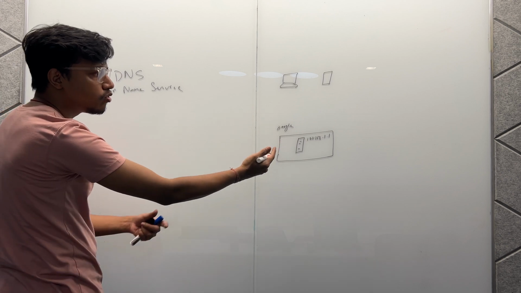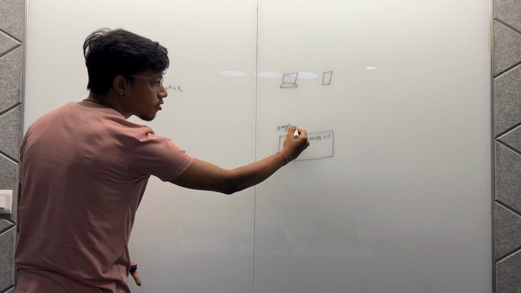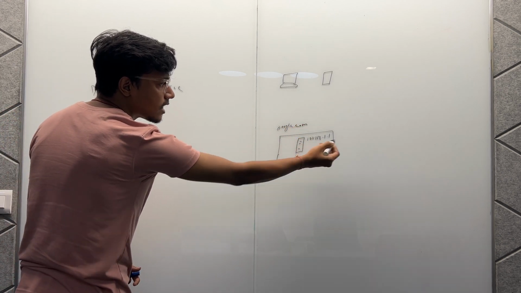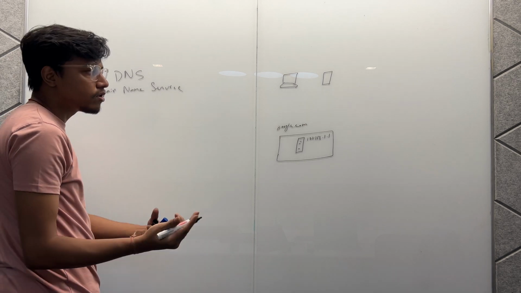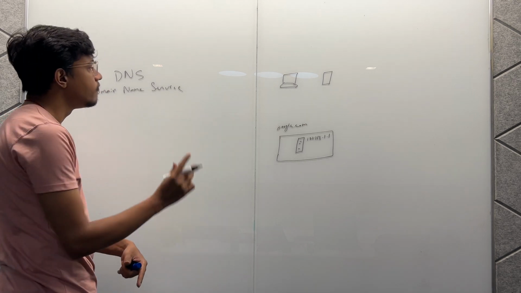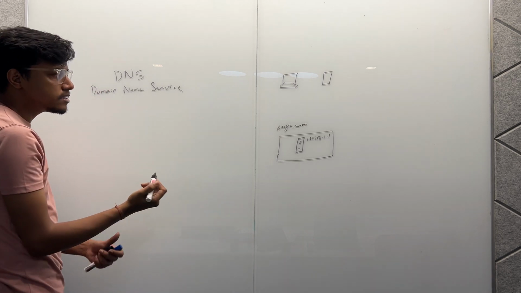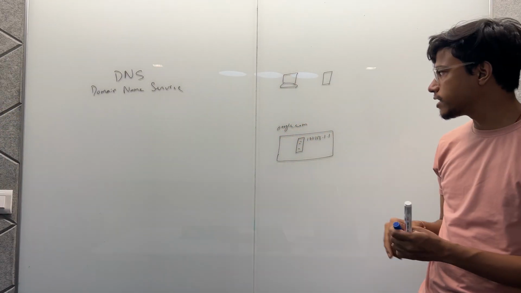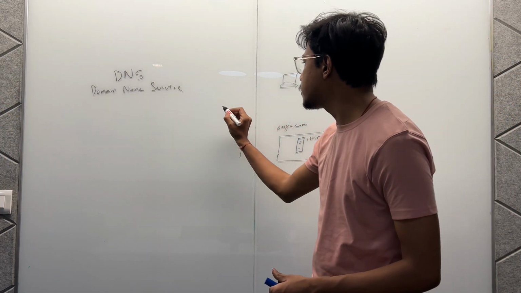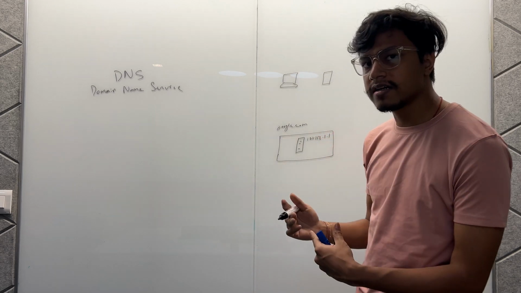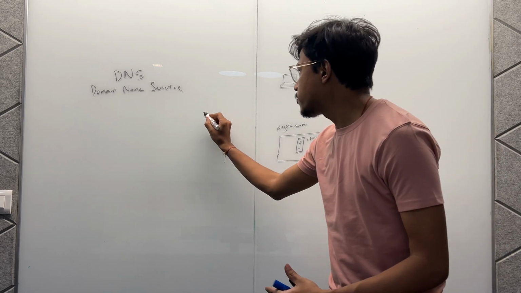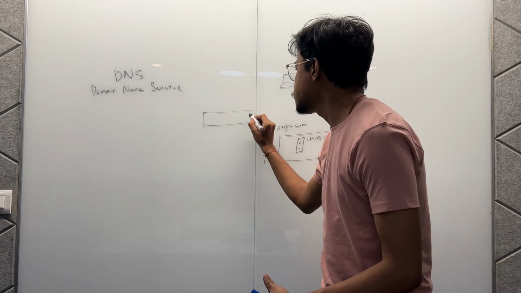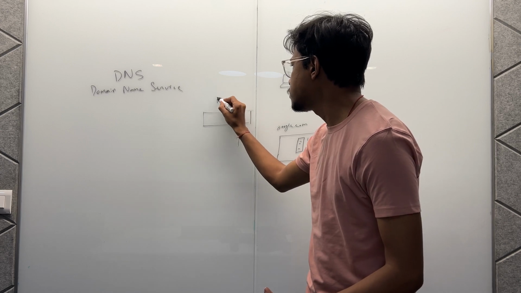For example, you do not know that google.com has this IP address. How will you know that? You don't have to remember it. We use something called DNS. DNS is nothing but a server nearby your location, and it contains a data structure, something like a hash table. So for example, this is a DNS server nearby in your region.